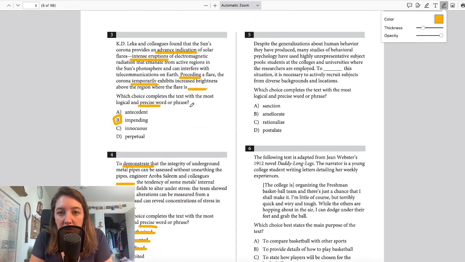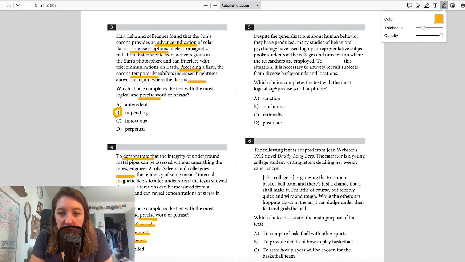Okay, number 5, same deal, logical and precise. So this says, to blank this situation, it's necessary to actively recruit subjects from diverse backgrounds and locations. Okay, so just looking at the options, I've already picked one that I think is what it is. I'm going to hypothesize that this one is ameliorate, which, if you're not familiar with this word, means to make something better. So if you've got a problem, you can do something solution-oriented to ameliorate the problem.